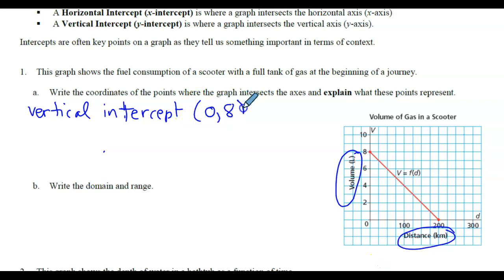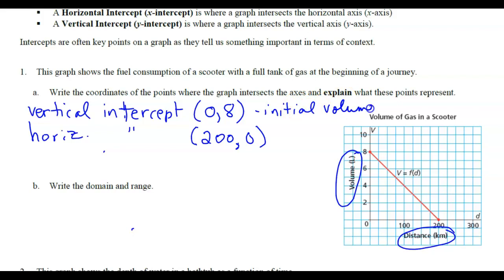So that's 0, 8. Horizontal intercept is 200, 0. So the vertical intercept means the initial volume is 8 liters. Here the length of the distance traveled to use up the entire tank of gas is 200 kilometers. So it takes 200 kilometers to use all the fuel in the tank.